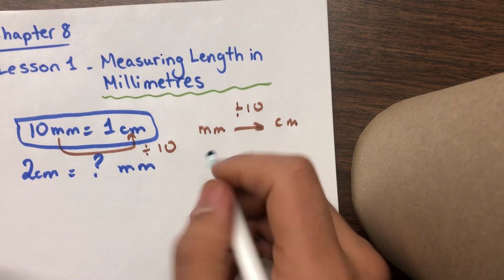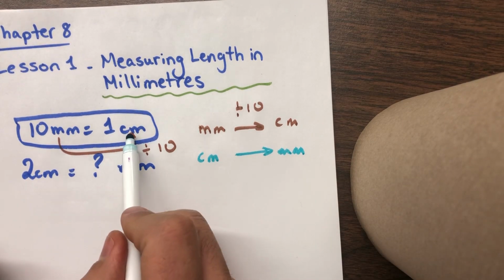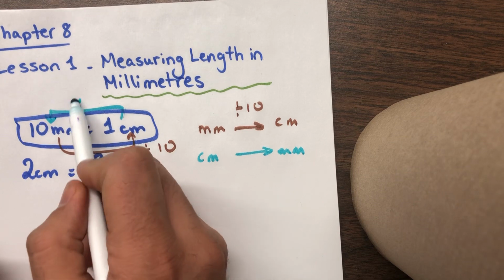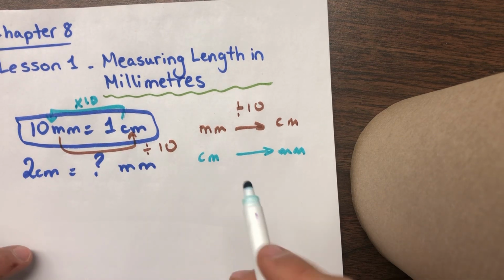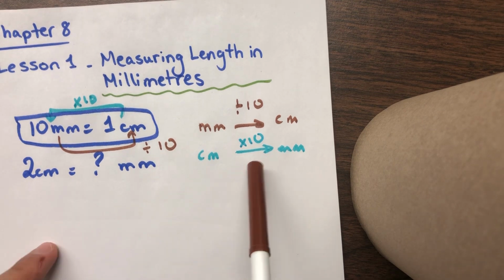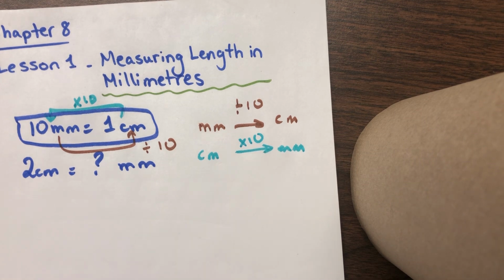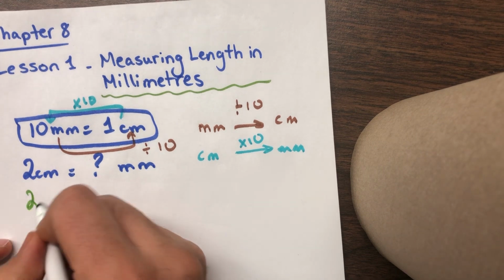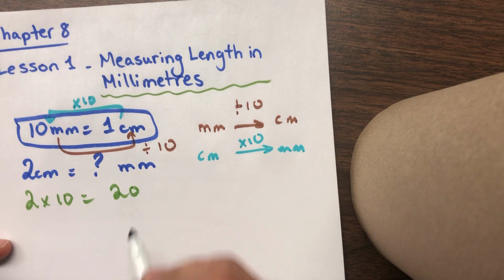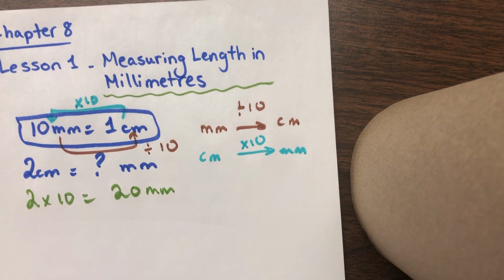And if we go the other way around, from centimeters to millimeters, we notice the number is getting bigger. So we're multiplying by 10. From centimeters to millimeters, we must multiply by 10. So 2 times 10 equals 20. 2 centimeters times 10 equals 20 millimeters.